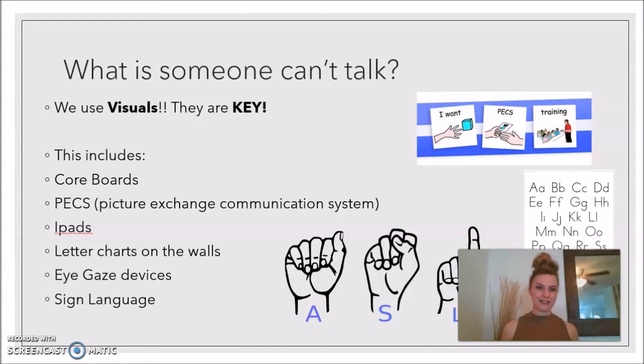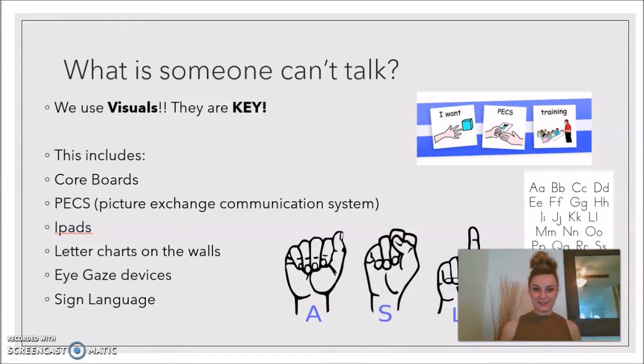So core boards, picture exchange communication systems. Kind of the same idea, using pictures for them giving you pictures to show what they want. People might come in with iPads and they can talk on their iPads and you can talk to them on their iPads. Super awesome. You might see letter charts on the wall, kind of like what I have here on the PowerPoint, not quite the same way, but some people might have these letter charts and they'll have a laser pointer and they'll be able to point to the different letters to spell out words to show you what they want.